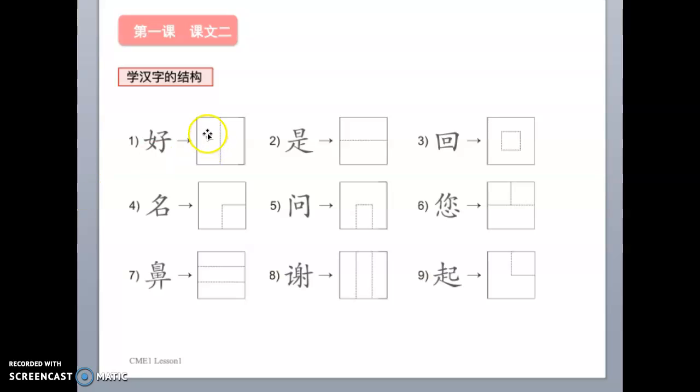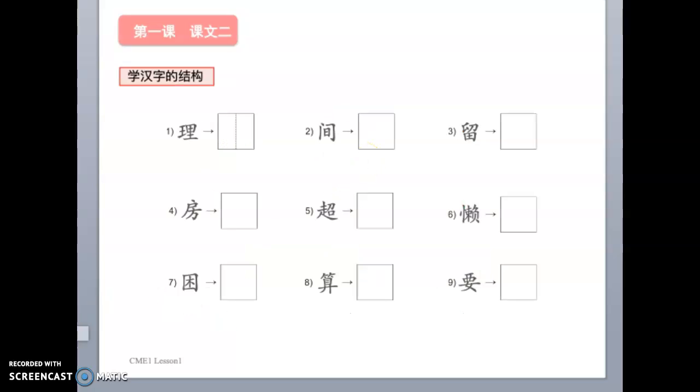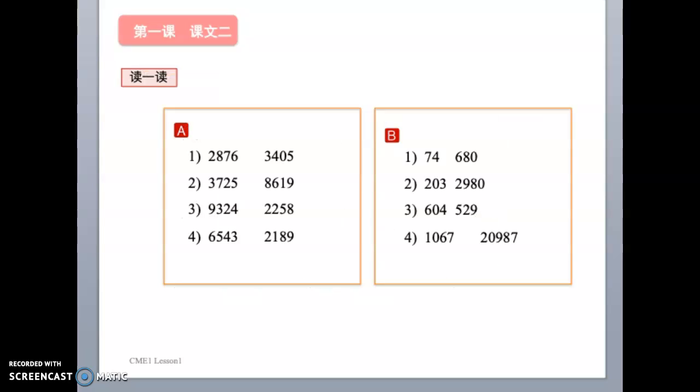Here they're looking at character components. So you've had hao. Hao is two parts. Shi has a top and a bottom, but you haven't had these other characters, so we're not going to go over those. And again, they're talking about the different strokes and where they're found in characters. Here, the components, but we haven't had these, so we're not going to emphasize those.